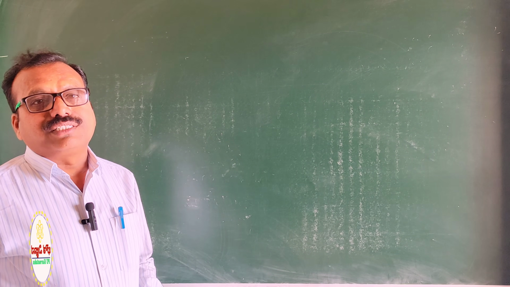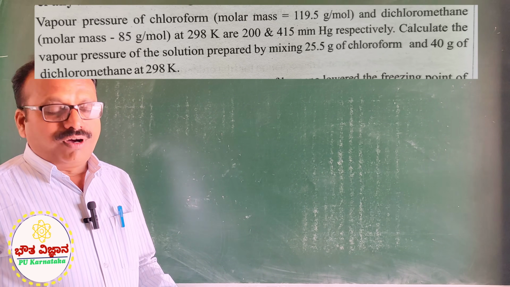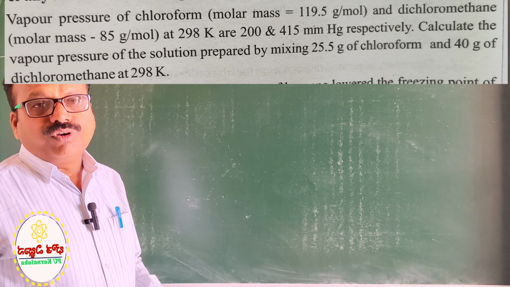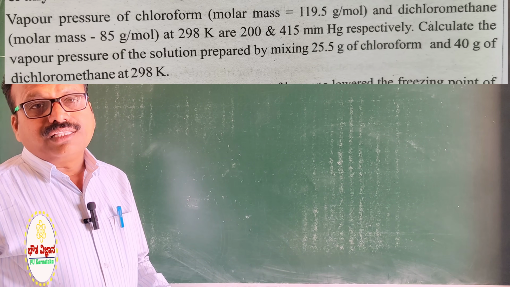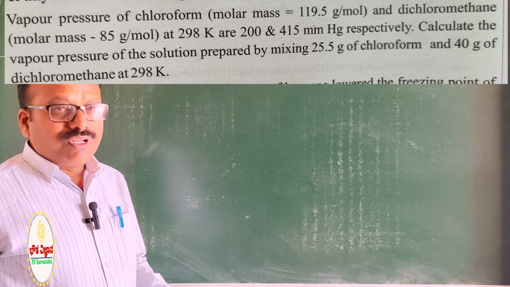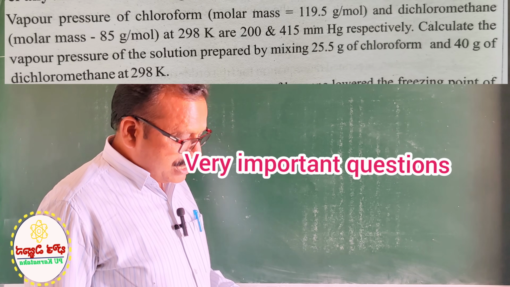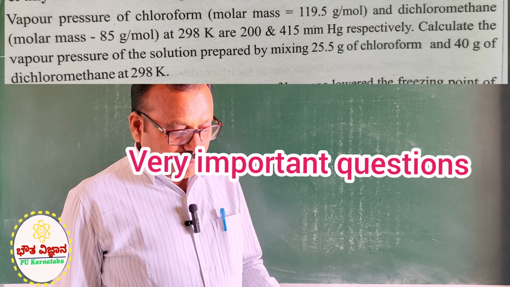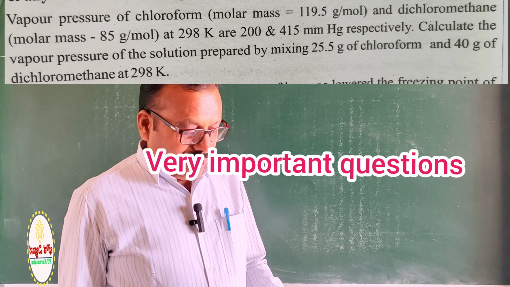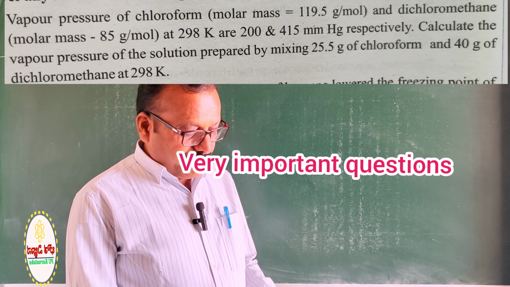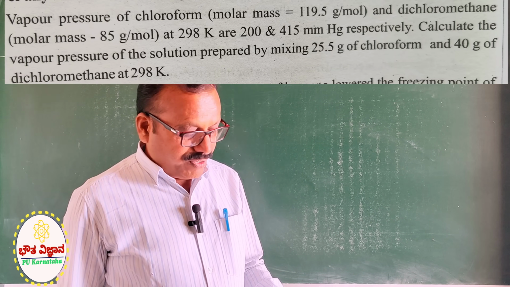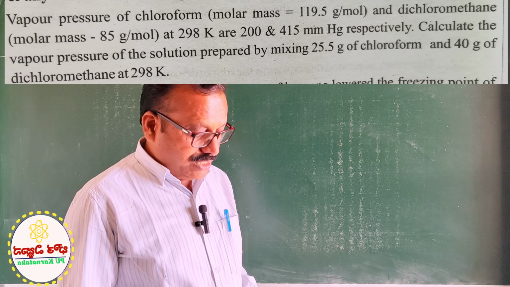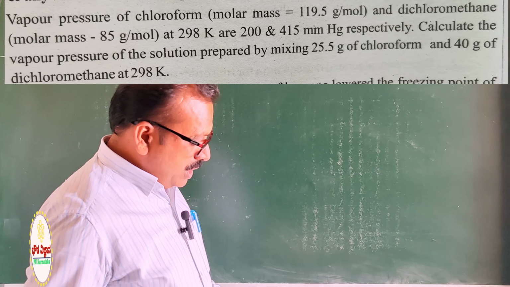Here is one question on mole fraction. The vapor pressures of chloroform, its molar mass is 119.5 gram per mole, and dichloromethane, its molar mass is 85 gram per mole, at 298 Kelvin temperature are 200 and 415 mm of mercury respectively. Calculate the vapor pressure of the solution prepared by mixing 25.5 gram of chloroform and 40 gram of dichloromethane at 298 Kelvin.